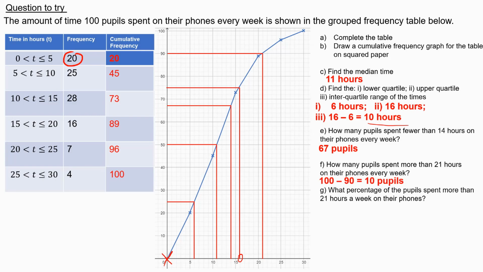And then what percentage of the pupils spent more than 21 hours a week on their phone? We need 10 as a percentage of the 100 pupils that we surveyed. So it's 10 out of 100, which is 10%.